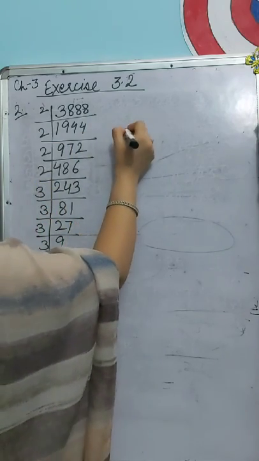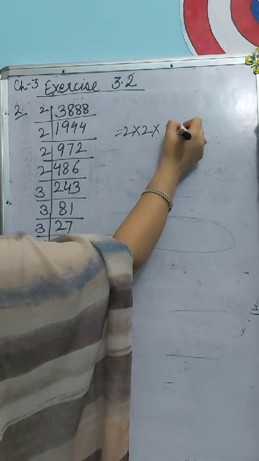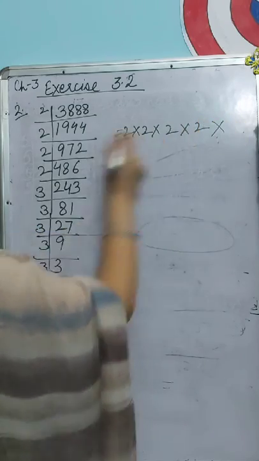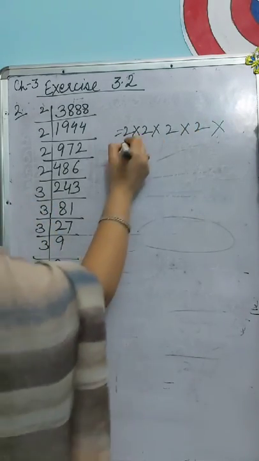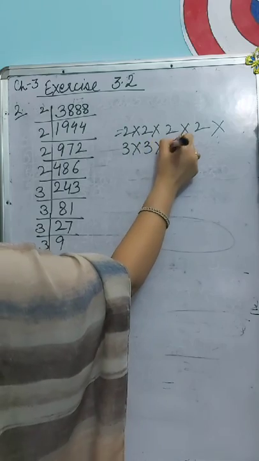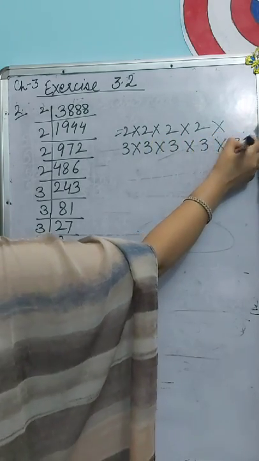So next step, 2 into 2, 2 into 2. How many 3s? 1, 2, 3, 4, 5. 3 into 3 into 3 into 3 into 3.